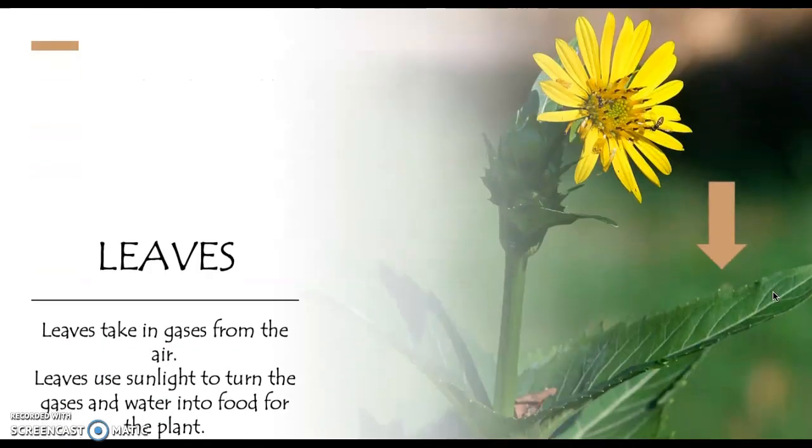All right, the next structure are leaves. Leaves take in the gases from the air. Leaves use sunlight to turn the gases and water into food for the plant. So this is the main structure for photosynthesis. Actually, all of the photosynthesis process happens in the leaves.